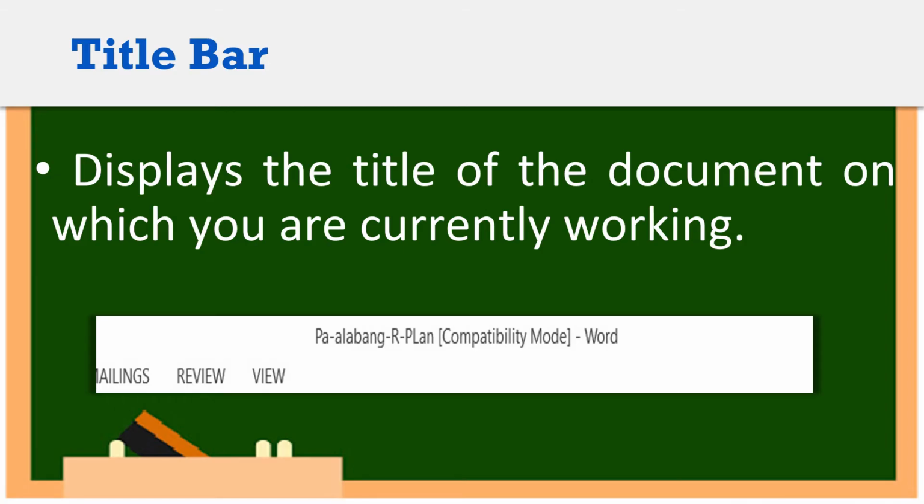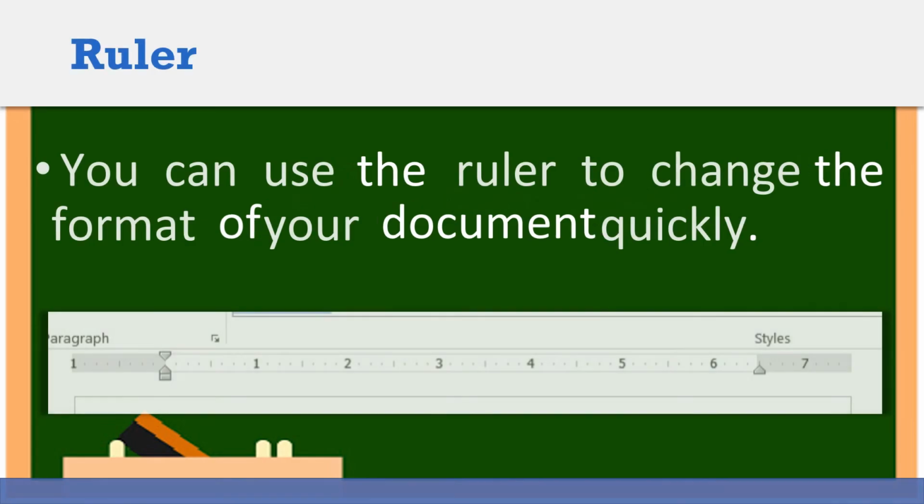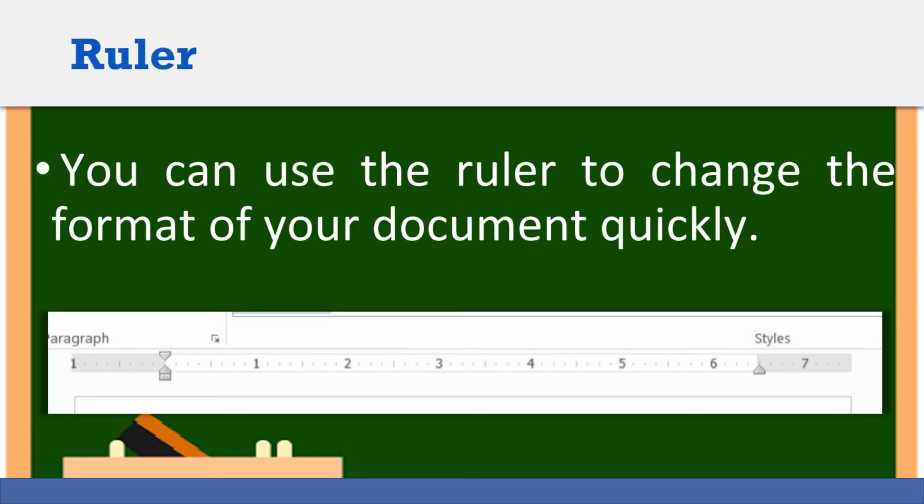Okay? And for the extension file format for Microsoft Word, we have the .docx. Okay, that's the file extension format for the documents. So you can use the ruler to change the format of your document quickly. So if you want to change the indent of your document, you can just select this or move this ruler.